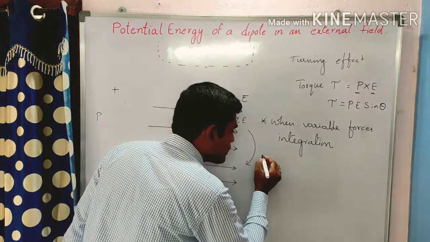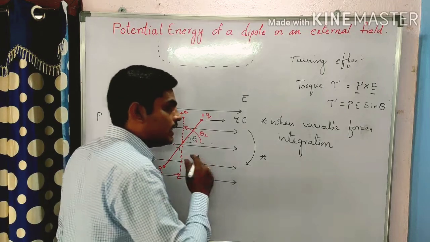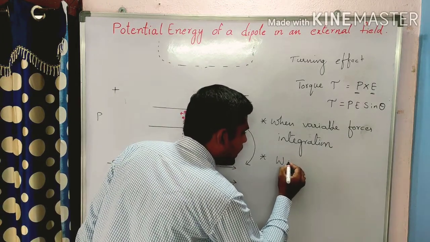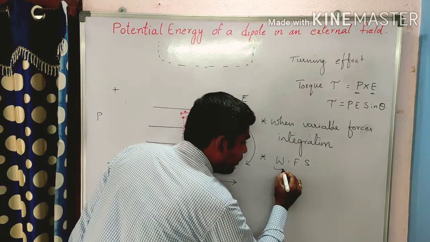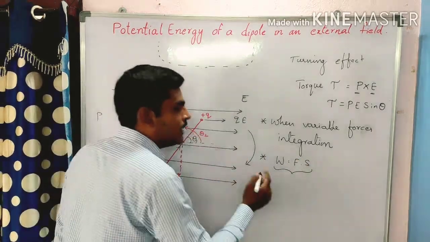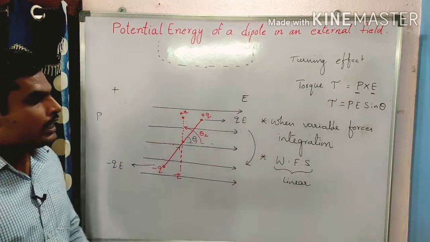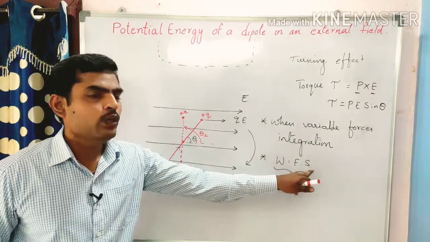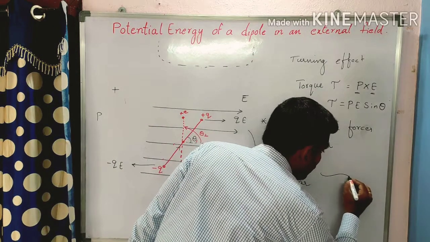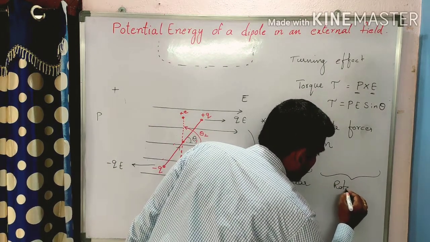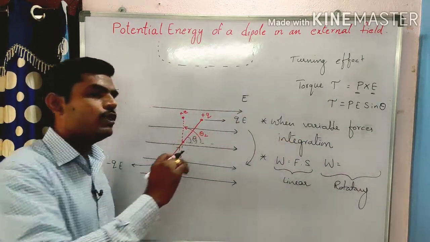So when variable forces are there, here the body is in rotatory motion. When the body is in linear motion, we will write the work done as the product of force into displacement. In case of linear motion, I will write the work done as the force into displacement. When it is a rotatory motion, what is the work done then?